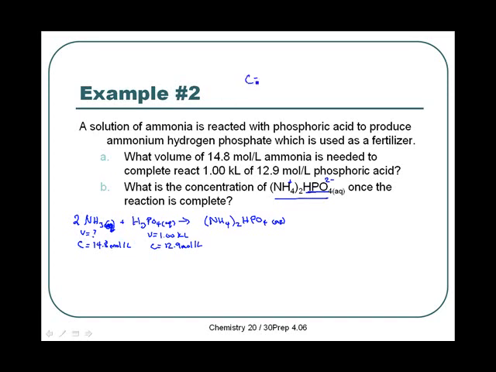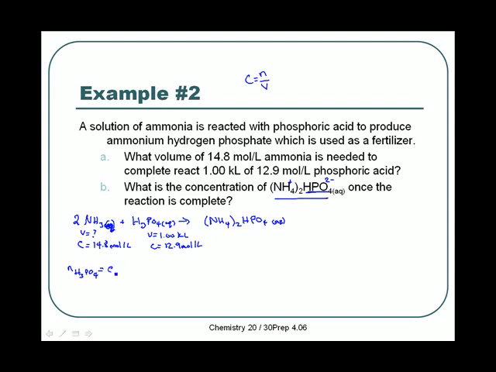It's a good bet we're going to need our concentration formula. And so we're going to use our concentration formula, arrange it for moles to find the number of moles of phosphoric acid. Then again, use our mole ratio to find the moles of ammonia. And finally, we can use our concentration formula to find the volume of ammonia. So, it doesn't hurt to talk to yourself a little bit, get a plan so that you know what order you're going to do things in.